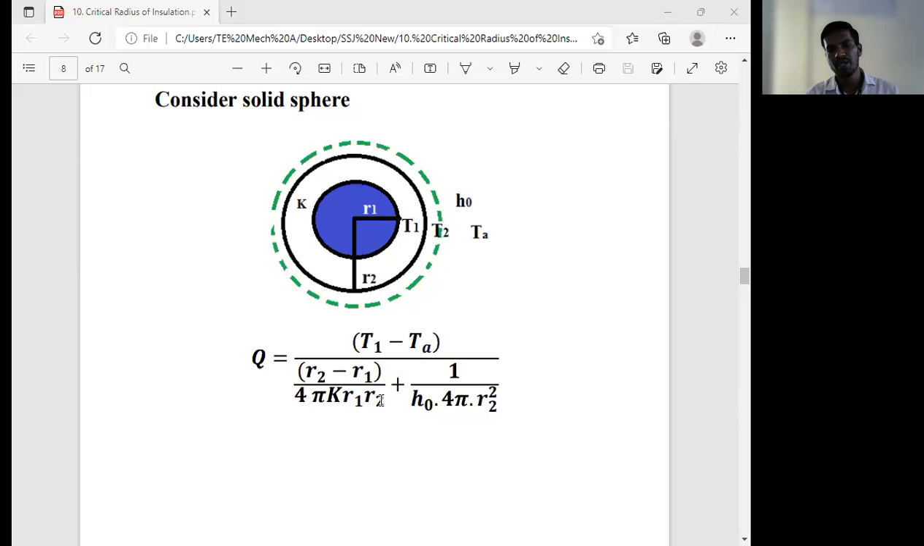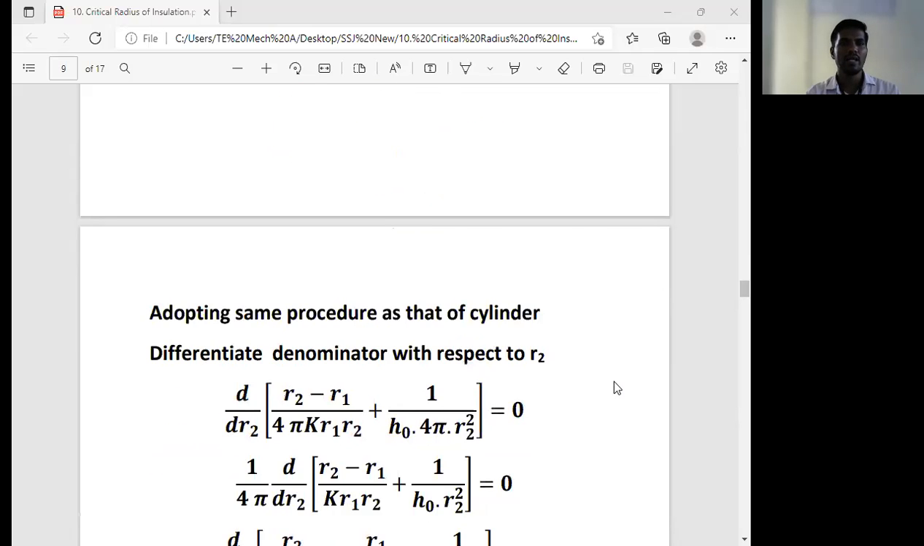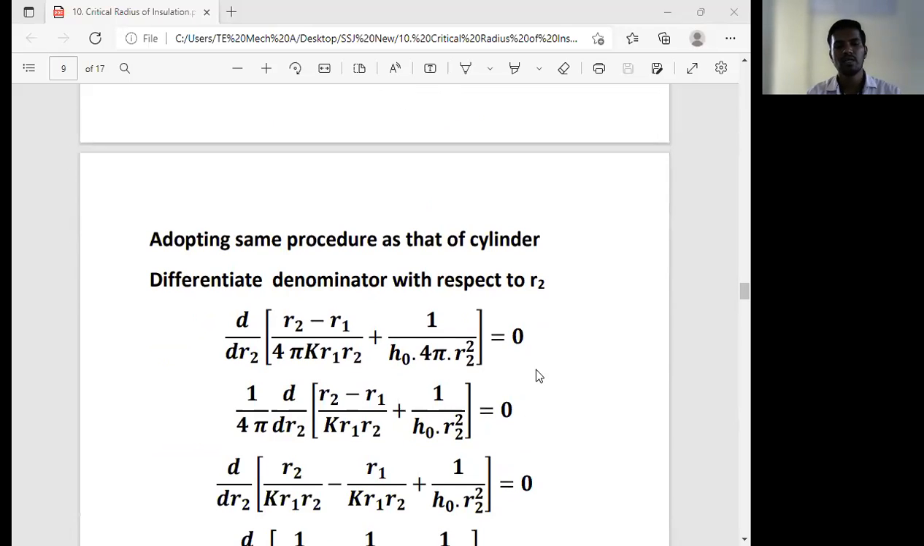Okay, since it is a sphere, only this equation has changed and the area here has changed; the rest will be the same. So Q is equal to T1 minus TA divided by R2 minus R1 divided by 4 pi k R1 R2 plus 1 upon HO into 4 pi R2 square. Okay, now we have to do the same: take the derivative of the denominator and equate it to 0. Adopting the same procedure as that of the cylinder, differentiate the denominator with respect to R2.